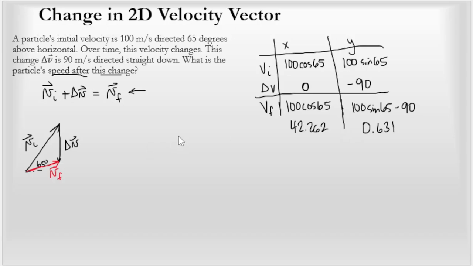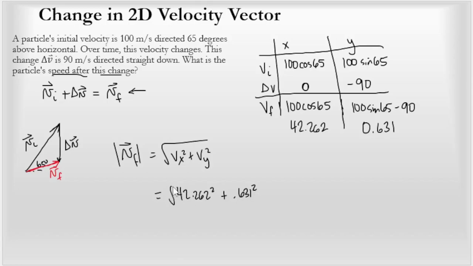And I'm going to do what I did on the previous slide. If I want to find the magnitude of the final velocity vector, I'm going to take the Vx and square it and the Vy and square it, and then take the square root. So I will take 42.262 squared plus 0.631 squared and take the square root. And when I run that through my calculator, the magnitude of that final speed is 42.267 meters per second.